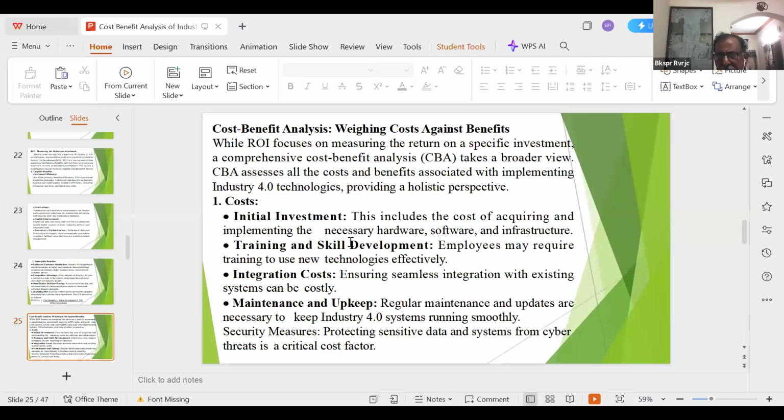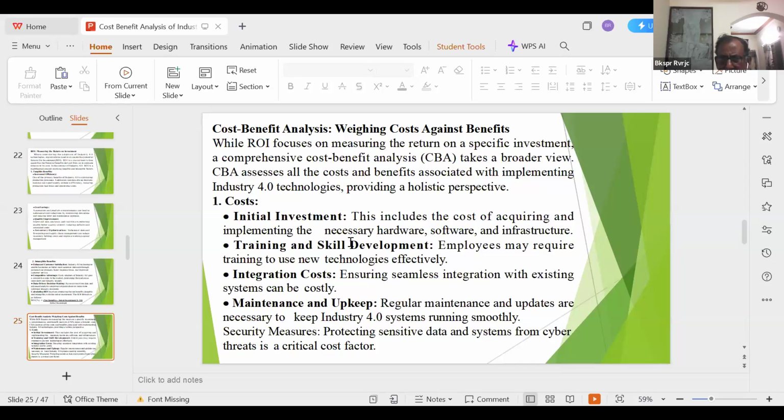Initial investment. This includes the cost of acquiring and implementing the necessary hardware, software, and infrastructure by the organization. The second one is training and skill development. The employees may require training to use the new technologies efficiently and effectively. The third one is integration cost. Ensuring the seamless integration with existing systems can be costly. The fourth one is maintenance and upkeep. Regular maintenance and updates are necessary to keep the Industry 4.0 systems running smoothly.